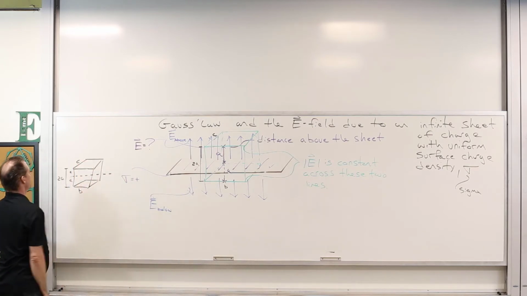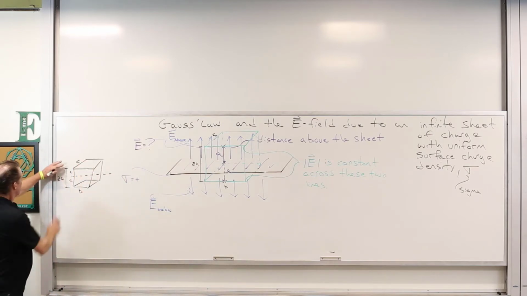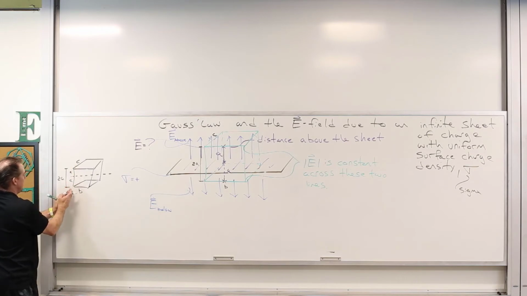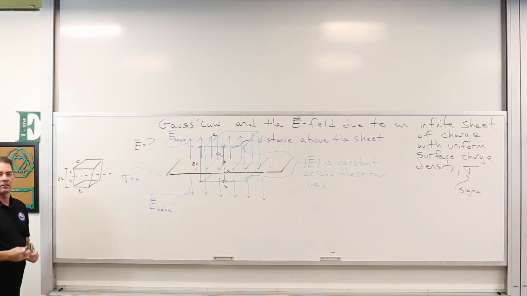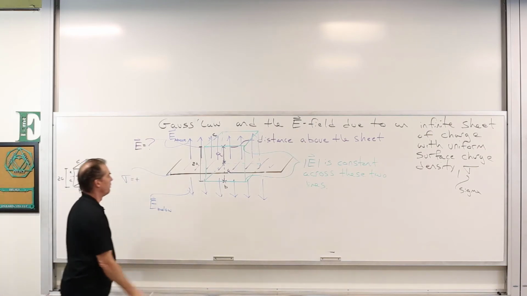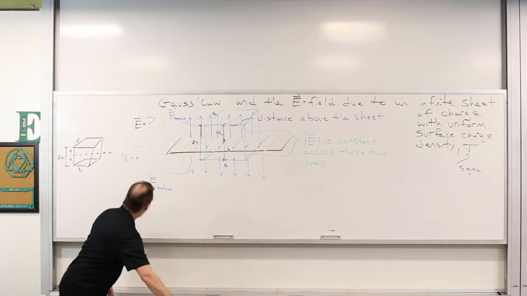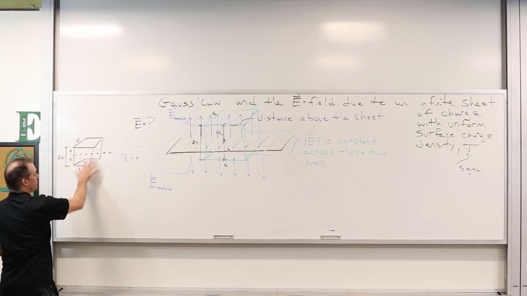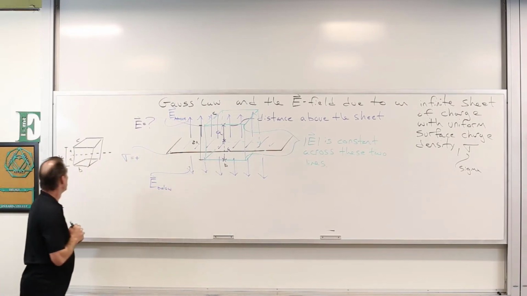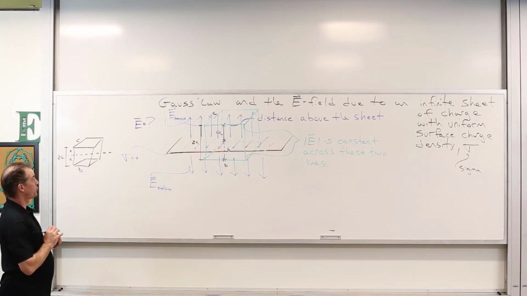Which would be this, and there we go. So we've got, it's 2A high, it's B wide, and has a depth of C. So that's our rectangular block, we'll say, that encapsulates a portion of this sheet here. All right, so let's think about a couple things here.